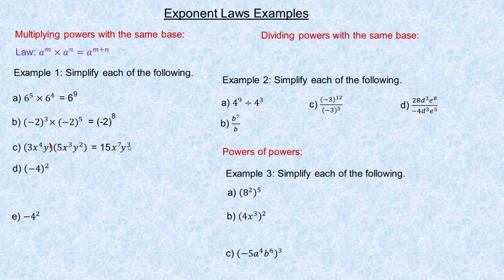Remember what the exponent means. It means how many y's are multiplied. So there's 1 here, there's 2 here, so altogether there's 3.